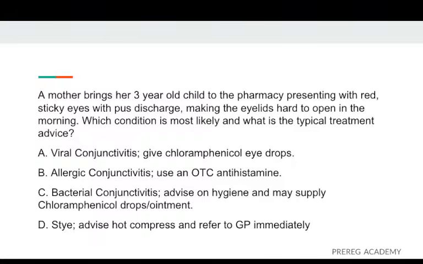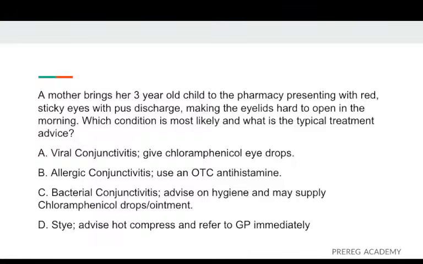Okay. So generally, with regards to the eye, if the patient has pain in the eye, visual loss, photosensitivity, those are reasons to refer patients. But generally, it can be treated over the counter if the patient does not have any red flag. With bacterial conjunctivitis, we said chloramphenicol eye drops. With allergic conjunctivitis, they can use an OTC antihistamine.